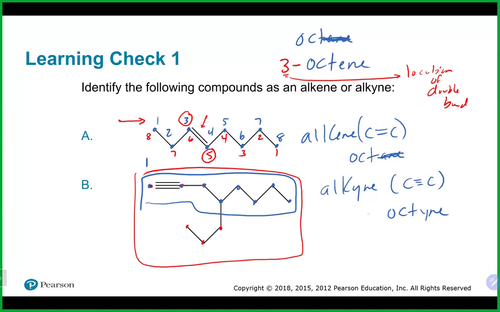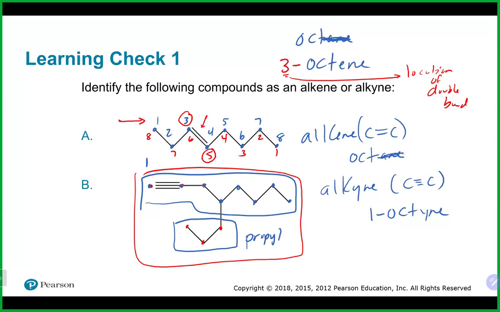Since it's sitting right there, this is a 1-octyne because of the location of the triple bond. But we do actually have a group that's down here, right? We have a 3-carbon group hanging out there, and 3 carbons is based off of propane, so that is a propyl group.